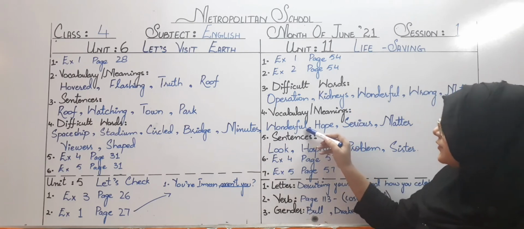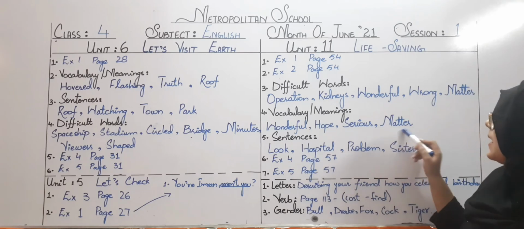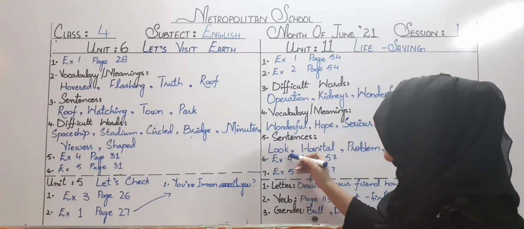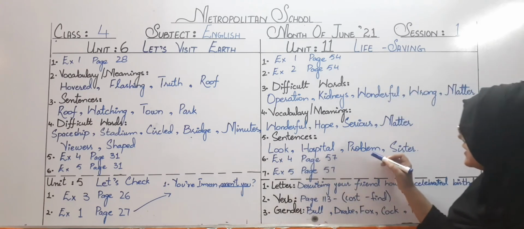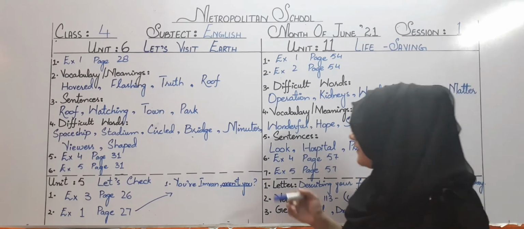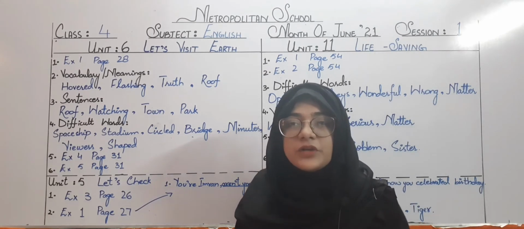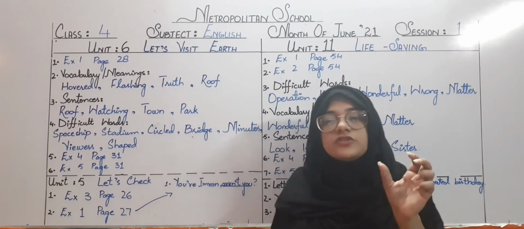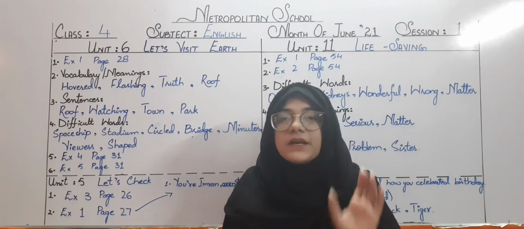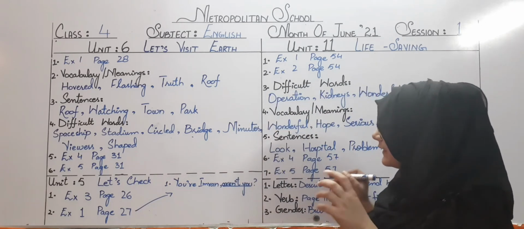First one is wonderful, second one is hope, then serious, and then matter. Then we have made some sentences of this chapter. First one was look, then hospital, then problem, and the last one is sister, right? Okay, then we have exercise 4 of page number 57, in which we have some information about a kidney, and there is also a question given related to the kidney. We have to answer that particular question by reading the passage which is beside the kidney figure.